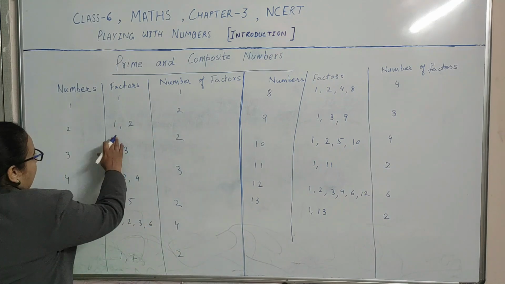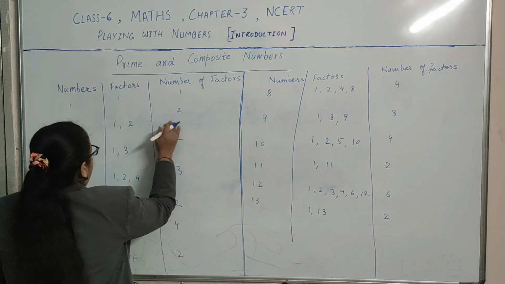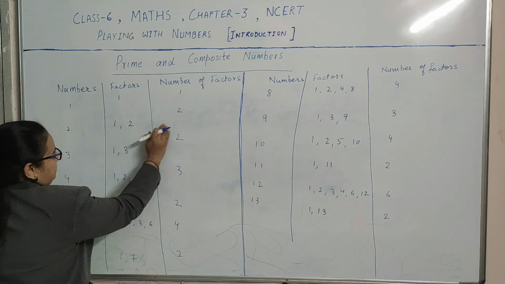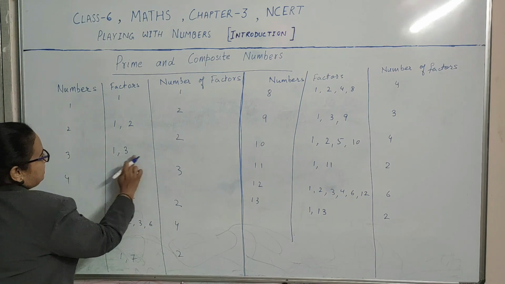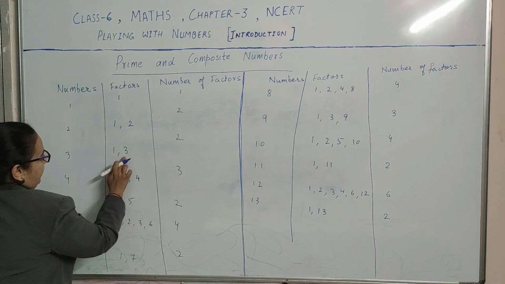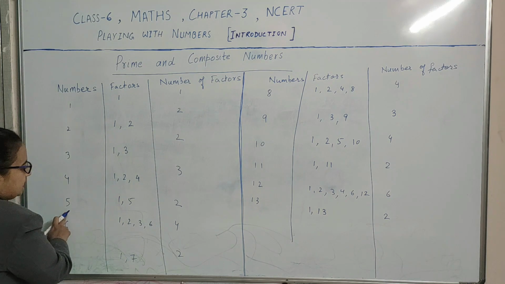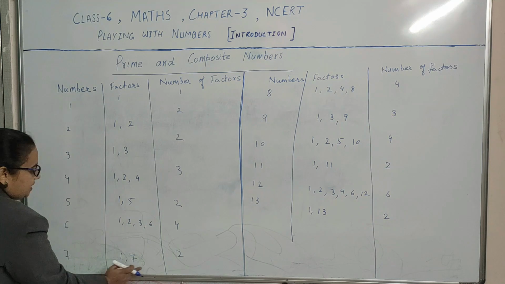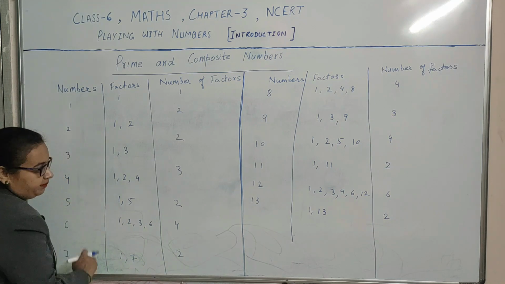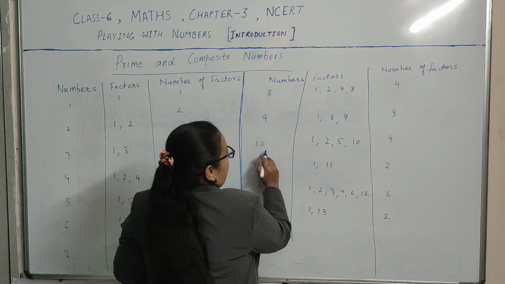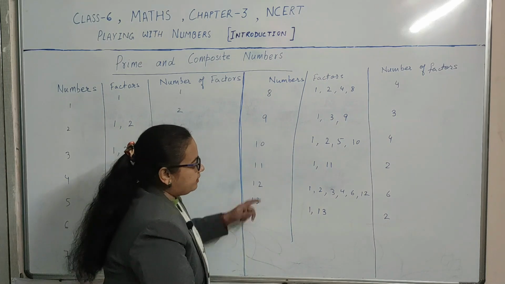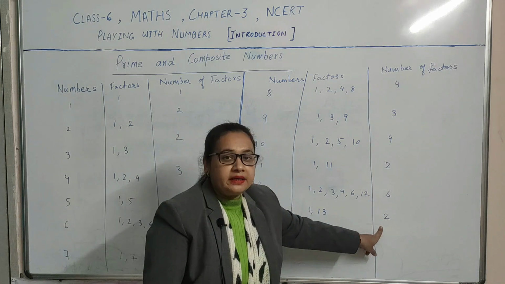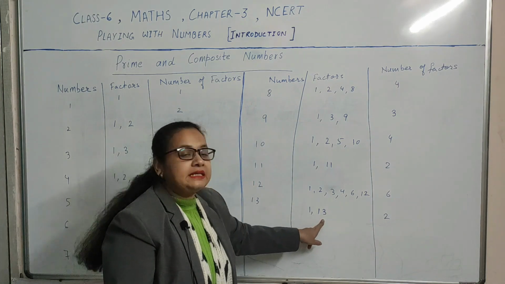So what are those 2 factors? Their factors are 1 and the number itself. See, this number also has 2 factors, right? 1 and the number itself. This number also has 2 factors, 1 and the number itself. 7 also has 2 factors, 1 and the number itself. Like this, 11 also has 2 factors, and 13 also has 2 factors, 1 and the number itself.